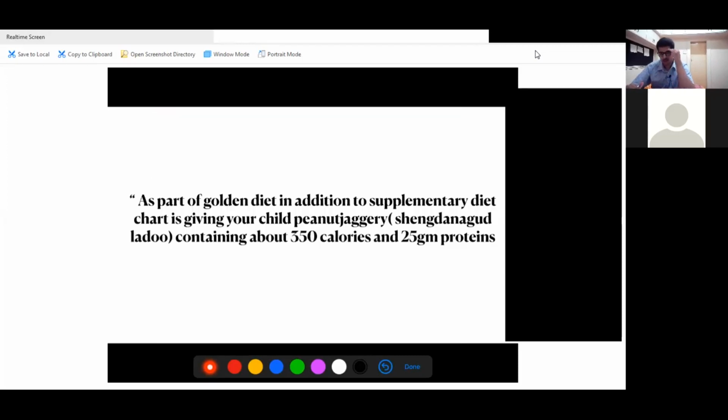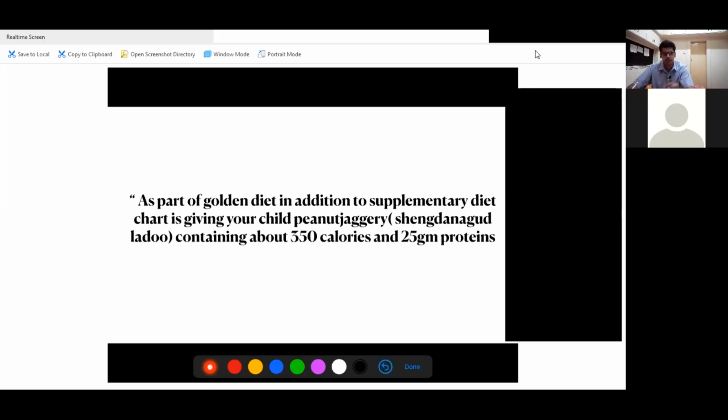Now, as part of the golden diet, in addition to the supplementary diet, what is the meaning of this? That means you have told your patient to have a supplementary diet, but in your rural practice, due to some financial problem, or because the ladies in the house are also working, they are not able to give that much attention to the children. So this calculation that you do will be fine till your OPD, but the parent will not be able to follow it.